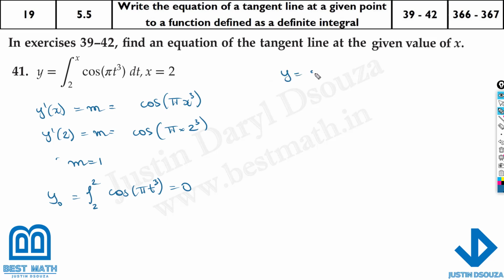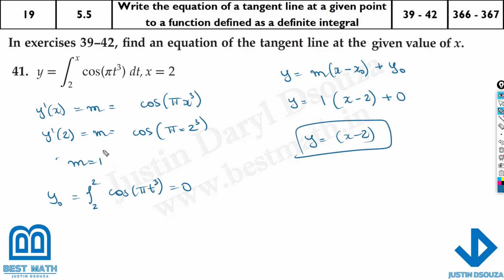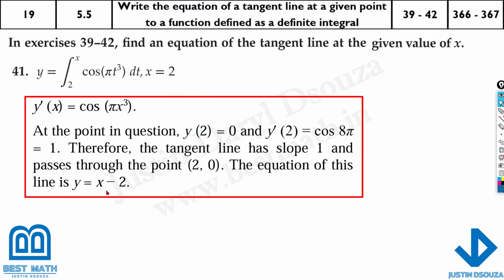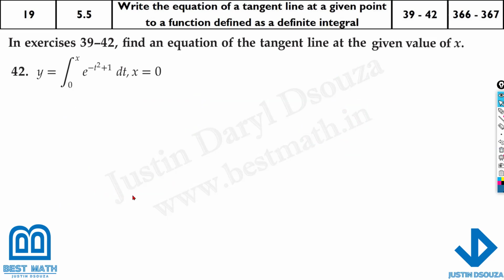Y will be equal to m times x minus x naught plus y naught. And here we have y is equal to m, which is 1, times x minus, what is the x naught value? It's 2, plus 0. So the equation is x minus 2. And this is the derived equation over here. So that will be the equation. Y is equal to x minus 2. As you can see here, y equals x minus 2.